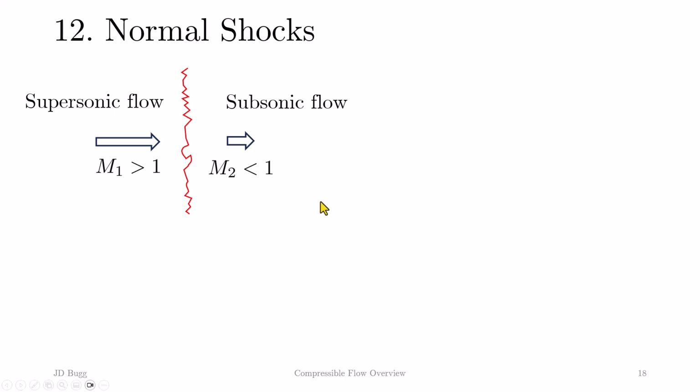Now let's summarize other property changes across a normal shock. When you discussed normal shocks in your undergraduate course, you would have developed all these equations. The Mach number goes down across a normal shock, and here's the relationship that we can use to calculate that new Mach number. As with the relationships given earlier, this is based on a ratio of specific heats of 1.4.